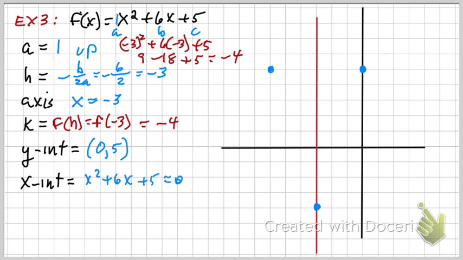I'm going to factor it, and I think if you use the AC method, you'll get x plus 5, x plus 1. Now, I could use a quadratic formula. I should get the same answers. So I set my factors to 0.